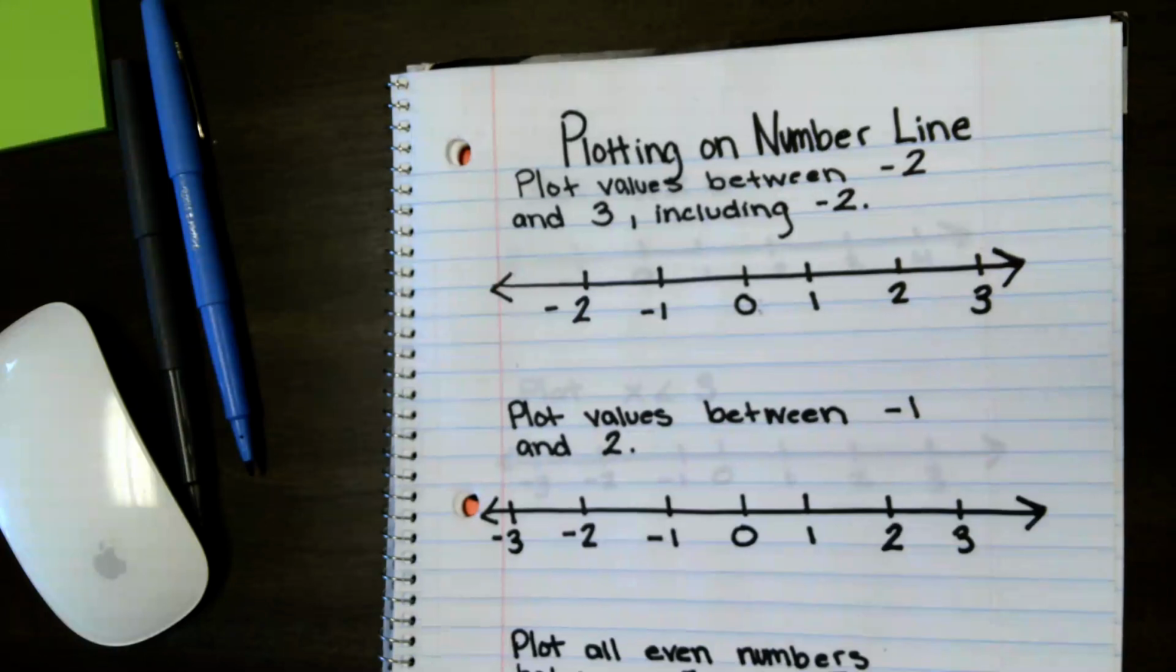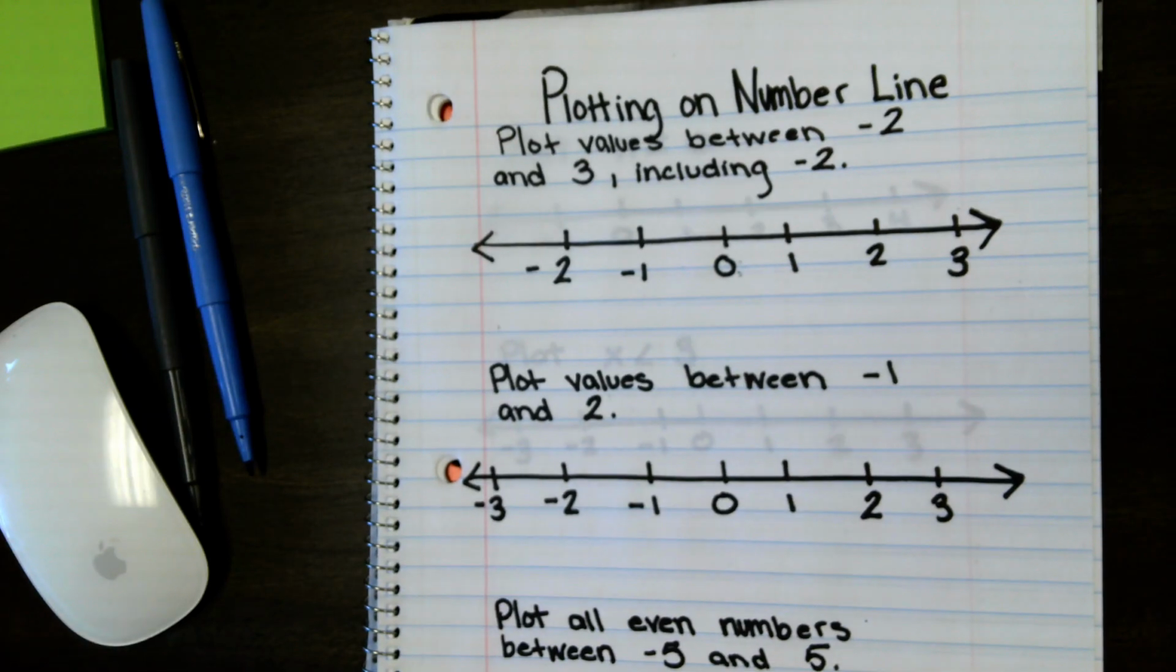Plotting on a number line. I love these problems. So the first one says to plot values between -2 and 3, including -2.